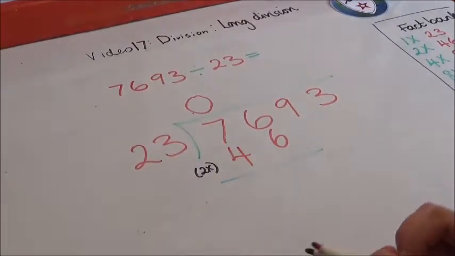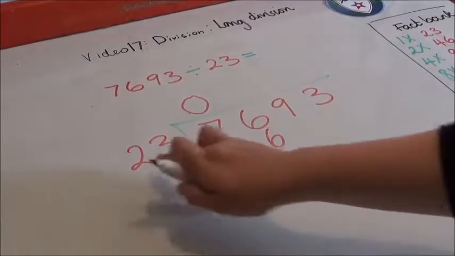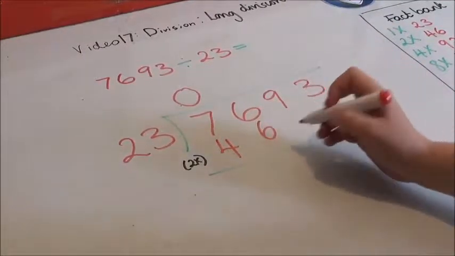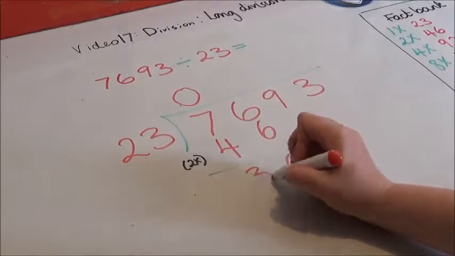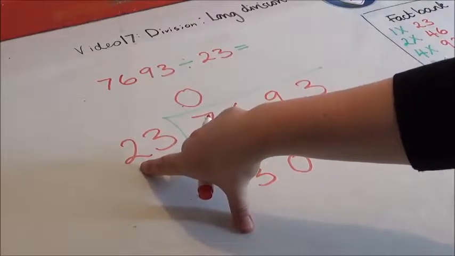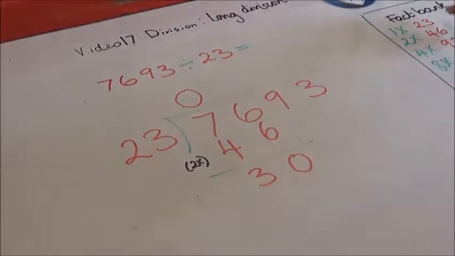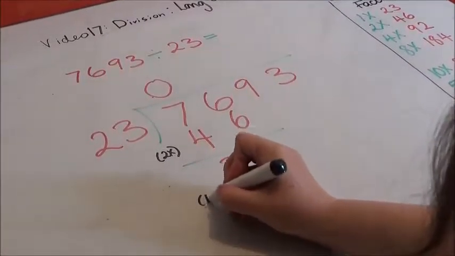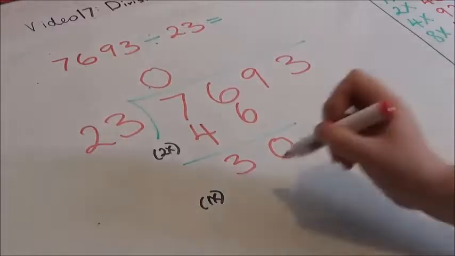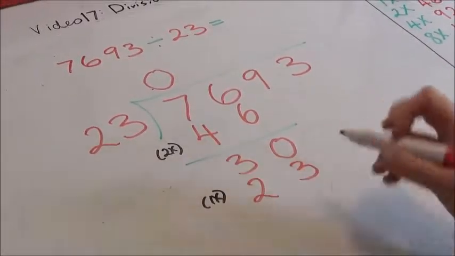Let's see if we're going to have any more left from the 23. 6 take away 6 is 0. 7 tens take away 4 tens is 3 tens. Can I get any more groups of 23 out of 30? Yep, I definitely can. So, I'm going to take one more group of 23 off this.